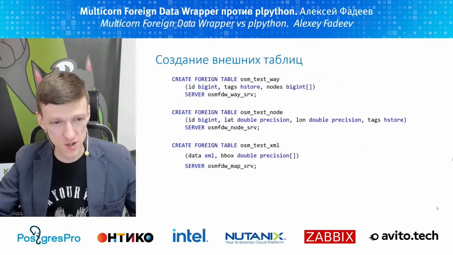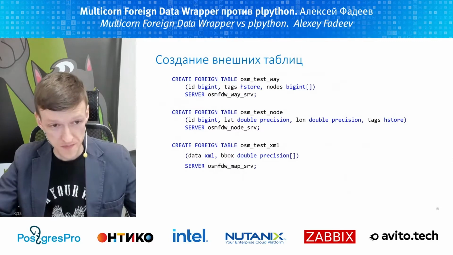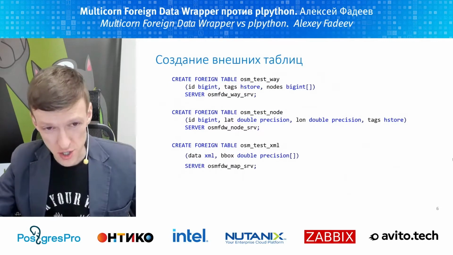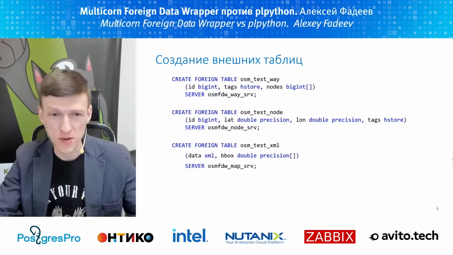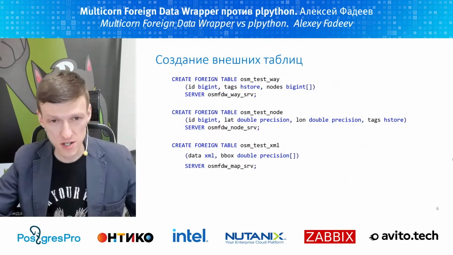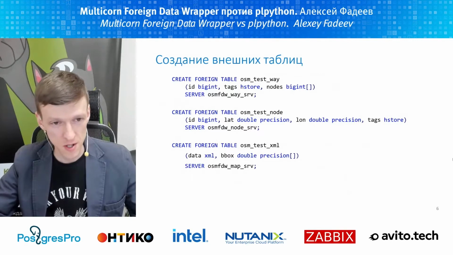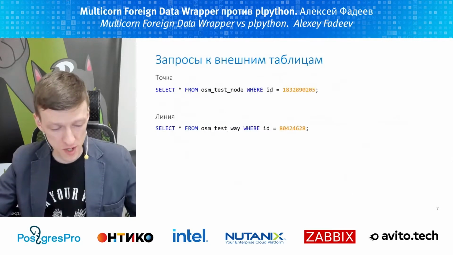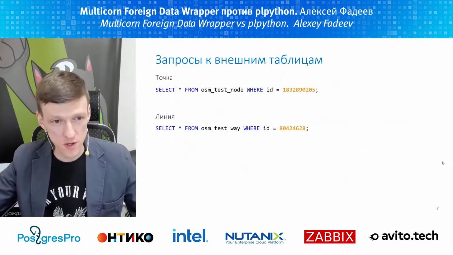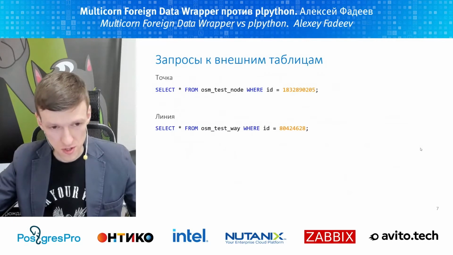After you create servers, we create external tables and indicate the appropriate server. In this case, OpenStreetMap has 2 types of objects, a line and a dot. So all knowledge is lines. Dots can be inside the lines or outside the lines, and for them I created different tables. This is an example of a query for the identifier.